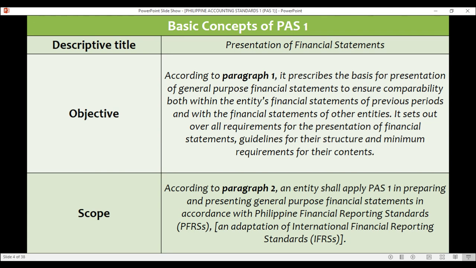So the objective, according to paragraph 1, it describes the basis of presentation for general purpose financial statements to ensure comparability of the financial statements within the entity and those financial statements of other entities. It sets out requirements for the presentation of financial statements, guidelines for their structure, and minimum requirements. So meaning, pag ang isang entity nag-prepare ng financial statement, at a minimum, kailangan po sundin ang mga provisions ng PAS 1.